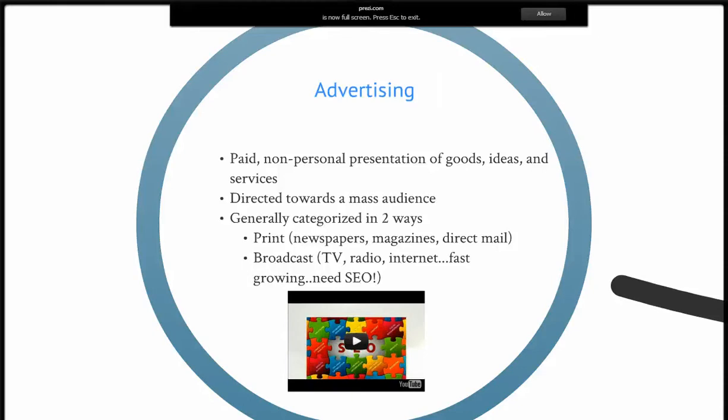Okay, and the big thing about advertising is that it's directed towards a mass audience. So you're trying to reach as many people as you can. You know that you're trying to reach your target market, but you're trying to reach as many people as possible. It's not very personalized. Okay, so we did some print advertising last week in class, so you know what print advertising is. And then we've been working on some broadcast advertising, and we're going to watch a video here about internet advertising, which is no surprise, is the fastest growing way to advertise.